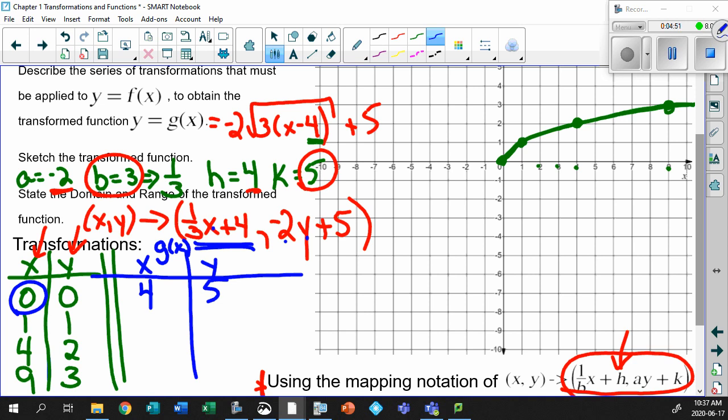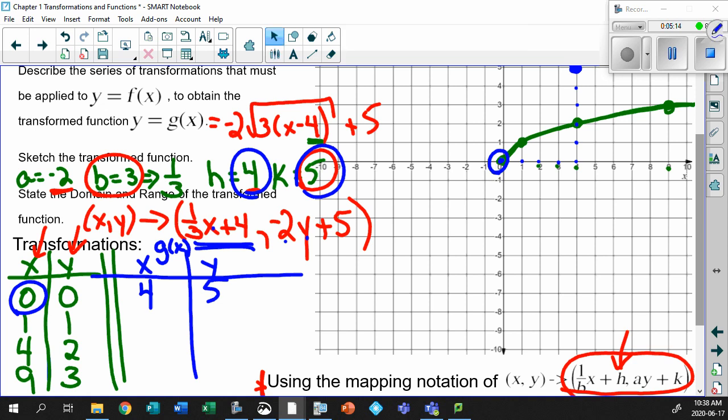After all, it's moving 4 right, 5 up. So we can do that right on the graph right now. We're going to go 4 to the right: 1, 2, 3, 4, and 5 up: 1, 2, 3, 4, right there. There's our new starting point. That point becomes this point here, transformed. Interesting. Okay, let's keep right on going.